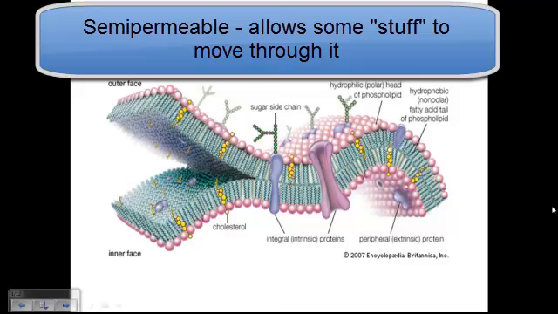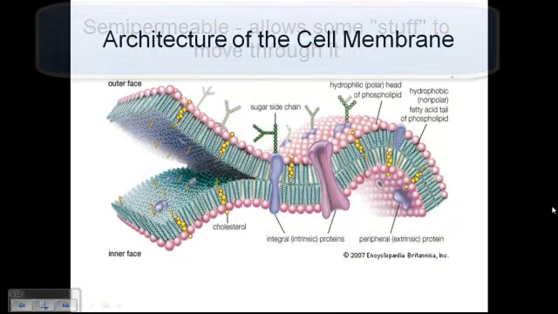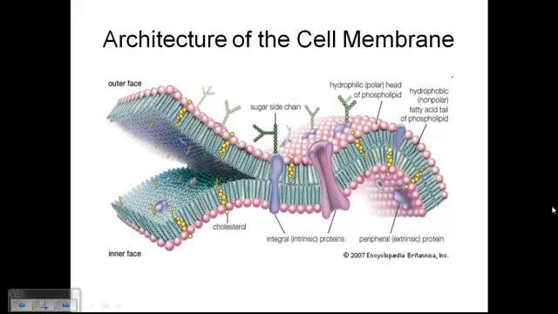Semi-permeable means that it sometimes allows certain things to move through it. So certain things can come in and out of the cell, whereas other things are not allowed to move through it. So it is semi-permeable. We're going to talk about the semi-permeability of the cell membrane in more detail in class with some activities and labs. But I want to look at this a little closer.